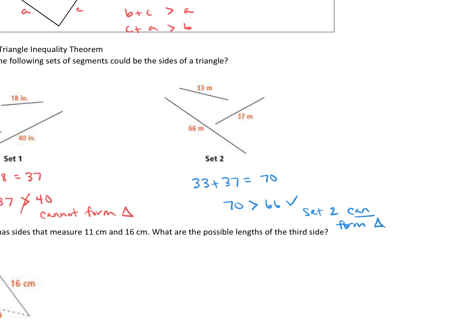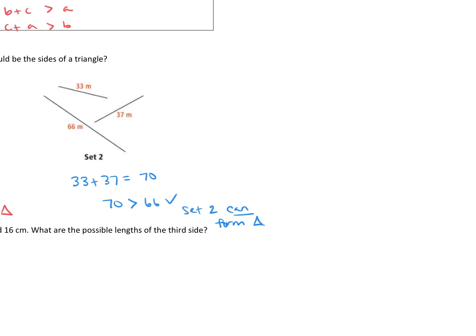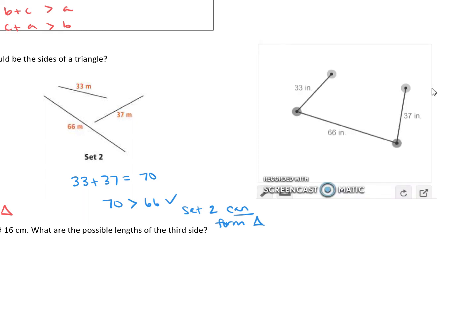And I'm going to show you guys a little visual of that so you can see what this looks like physically. Here's our second set of sides. We've got our longest side, 66, and we have our other two side lengths. So are these long enough to form a triangle? Visually, we can see that these are going to touch, and I can get that to form a triangle. So if your two shorter sides add up to be greater than the third longest side, you will be able to form a triangle.